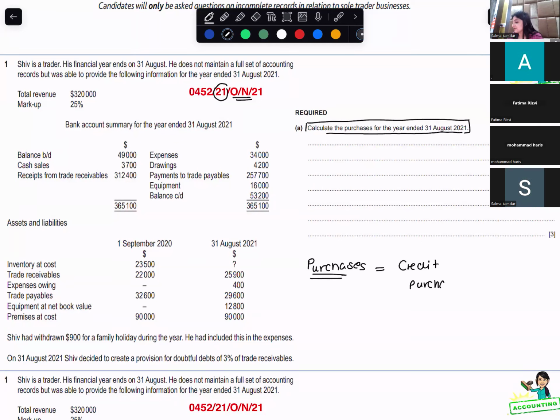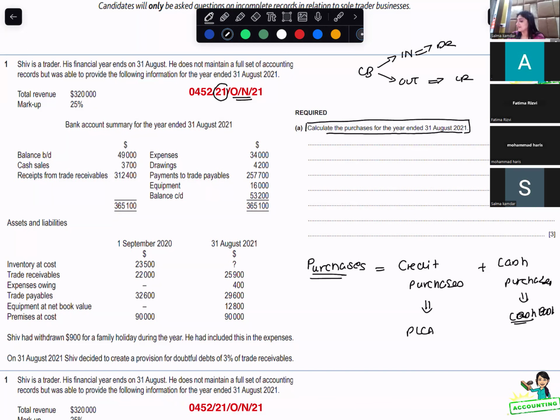Credit purchases, if not given to us, where will we find it from? PLCA. And cash purchases? Cash book. Which side? For purchases, so debit side? Credit side. The cash book works on the principle that if money is coming in, you will get it on the debit side. If money is going out, you will get it on the credit side. And when you purchase, your money goes out.